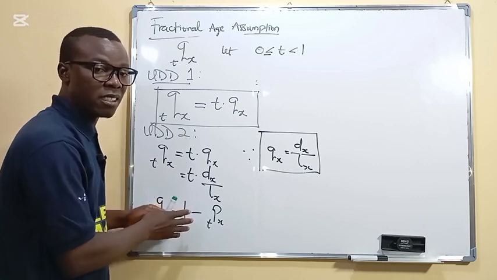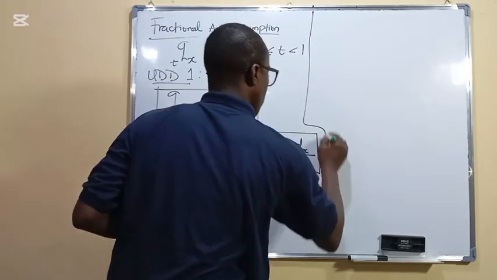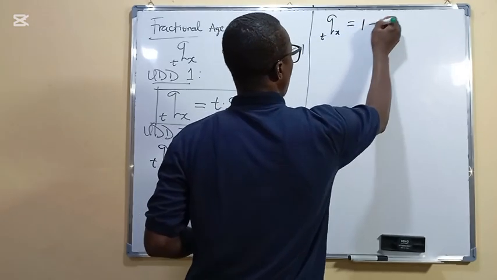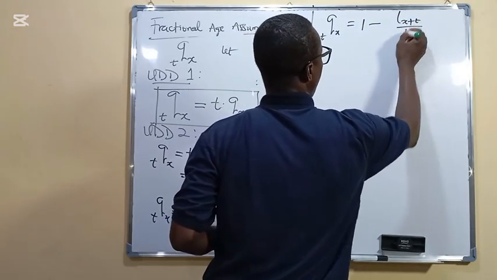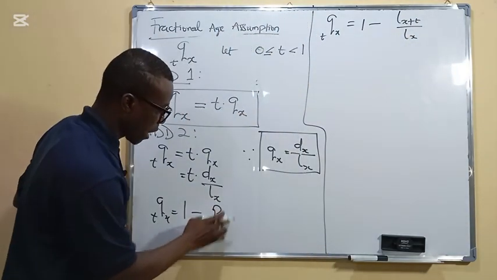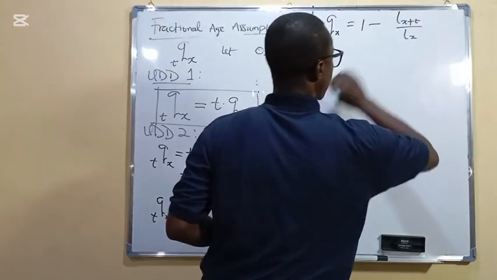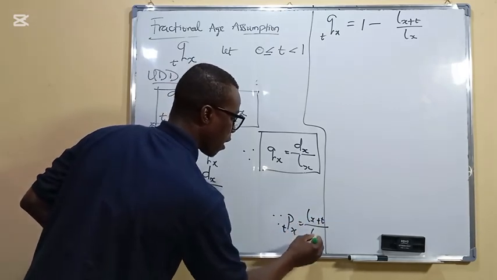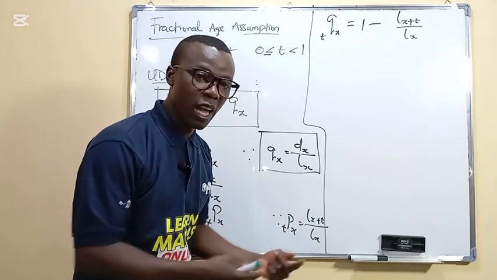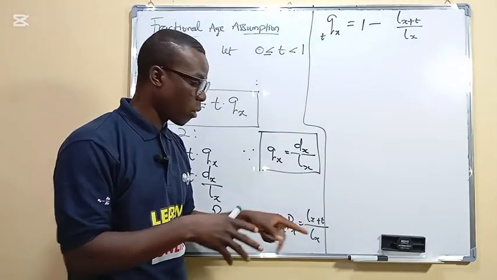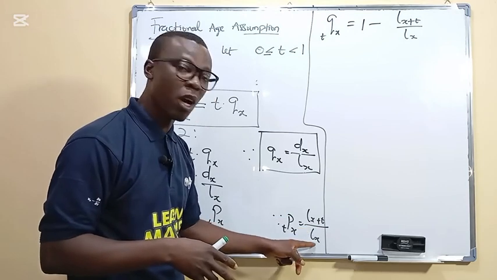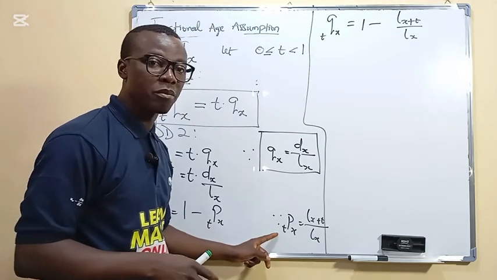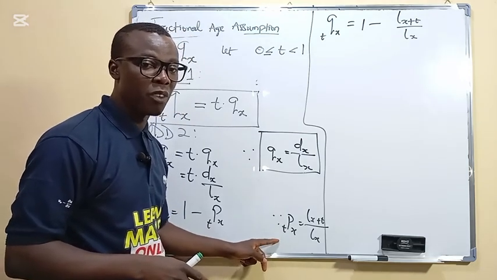Having this in mind, I'm going to also split this by saying qxt is equal to 1 minus lx plus t over lx. Also, we need to know that this is actually equal to this. So I have pxt is equal to lx plus t over lx. Now remember, l means the number of lives. So that's the number of lives in the particular cohort aged x plus t, divided by the number of lives in this particular cohort aged x. So this is what we call pxt.